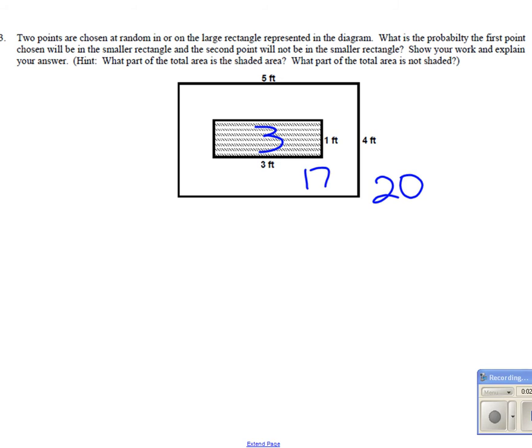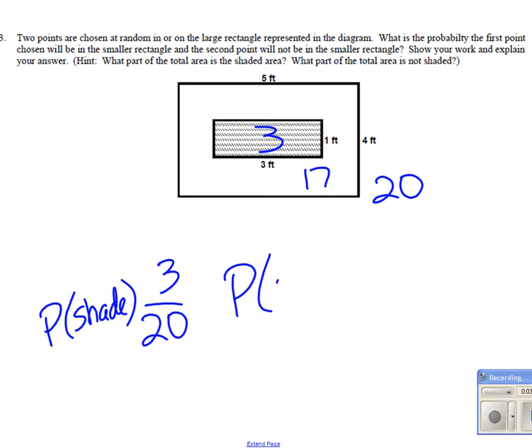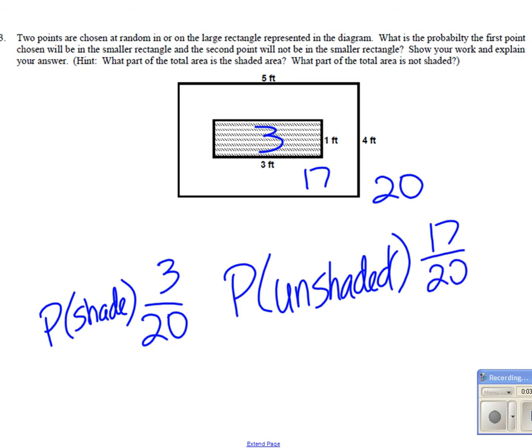Okay? Which means, how many total parts of this rectangle do we have? 20. Okay? But 3 we can't use. And if we want to know what is the probability of getting one in the shaded, it's what out of 20? 3. How about the probability of getting something in the unshaded? It's 17 over 20. Okay? So those are the answers.